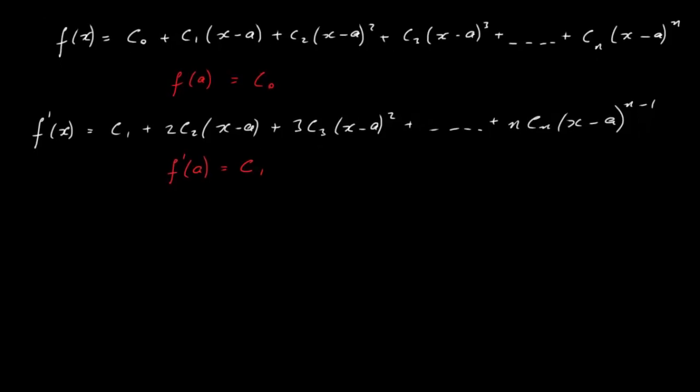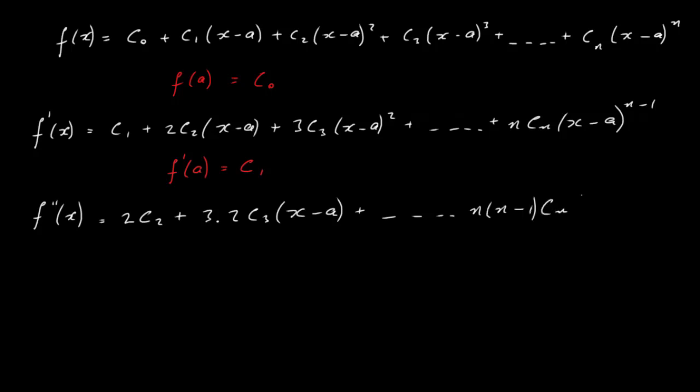So we differentiate the second time, and our first term here will disappear. Our second term will be twice c2. Our third term will be 3 times 2 c3 times (x minus a), and again so on all the way out to n times (n minus 1) times cn times (x minus a) to the power of n minus 2.